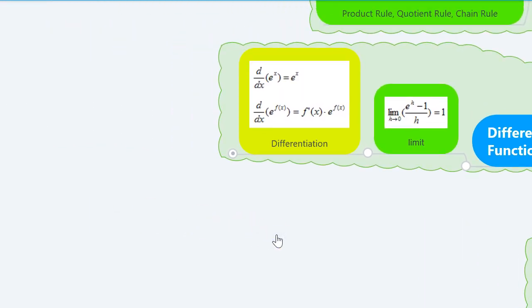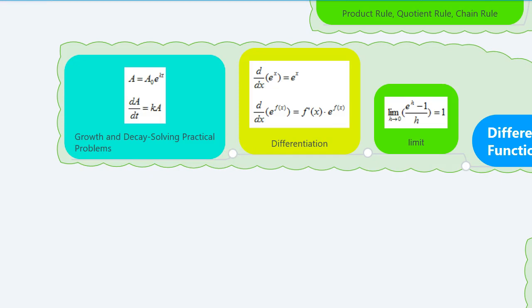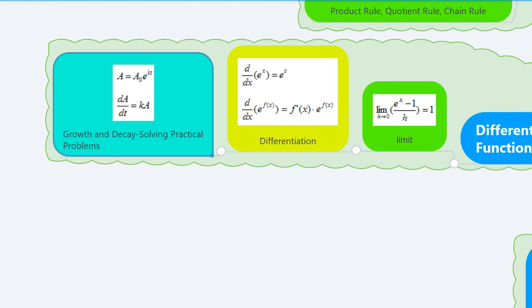Then relevant to differentiation of exponential function, we also learn how to solve practical problems involving exponential growth and exponential decay. Under exponential growth and exponential decay, we came across a very special equation. That equation is A equals A naught times e power kt.